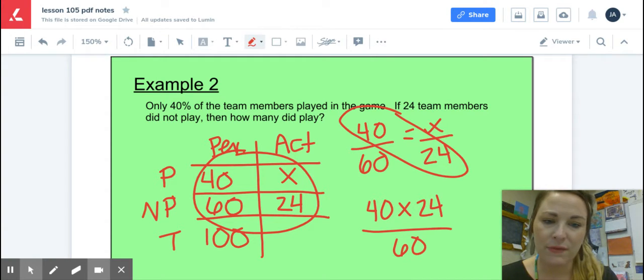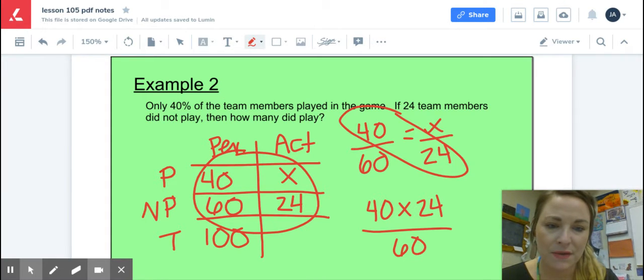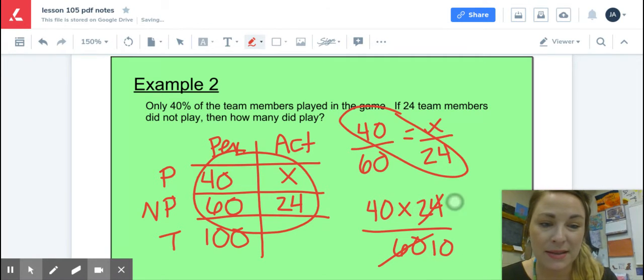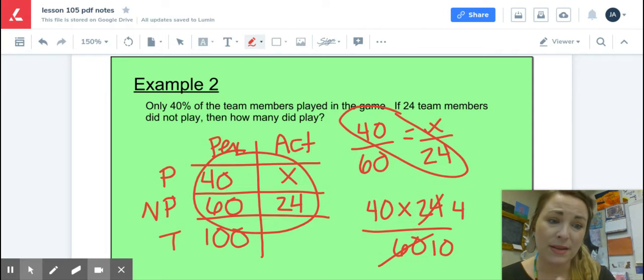So let's just first look at the 24 and the 60. Both of those have a factor of 6, right? So 60 divided by 6 is 10. 24 divided by 6 is 4. We don't have to stop there, though. I can actually now use that 10 to cross-reduce with our other big number over there. We have a 40 and a 10. I can reduce those again.